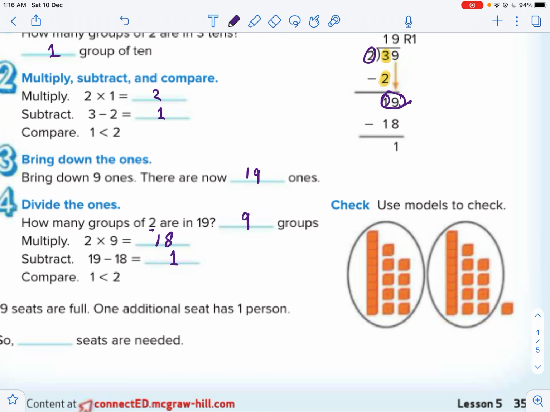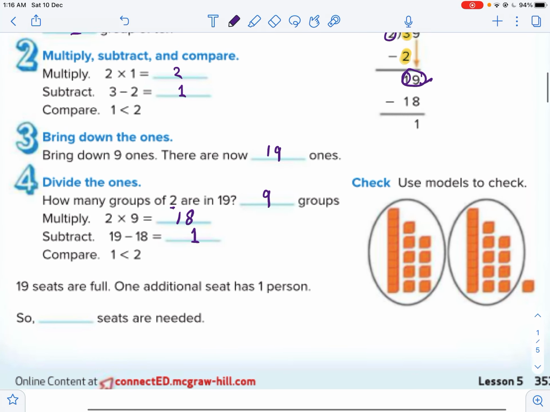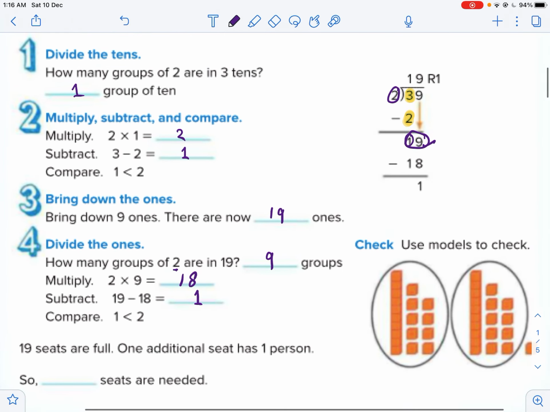Now since we compared and the 1 is less than the 2, we can't divide. So this is our what? Our remainder. Now the answer is 19 seats are full. There's 19, this is the answer. And 1 additional seat has 1 person, which is the remainder.